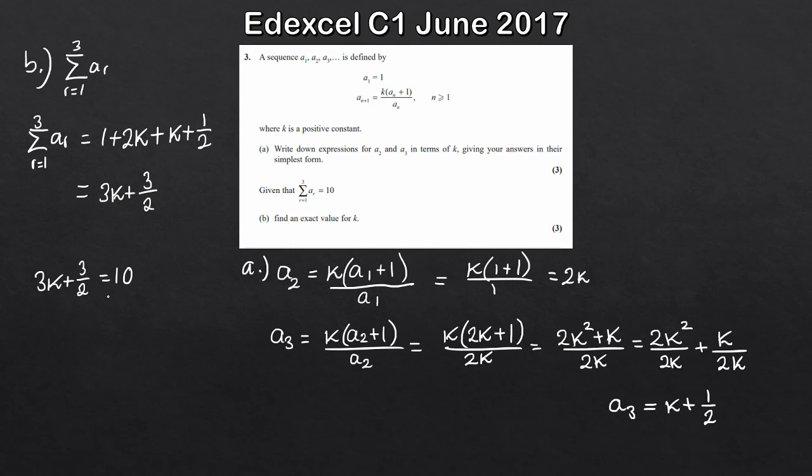So all we need to do now is solve this for k. Well, if I subtract 3 over 2 from both sides, 3k is equal to 10 minus 3 over 2. You can get that over a common denominator, so that would be 20 over 2 minus 3 over 2. So in that case, 3k is equal to 17 over 2. And then finally, divide both sides by 3 to obtain k. So that's 17 over 2 divided by 3, which would give us 17 over 6 there. And there we have it, so that's that question done.